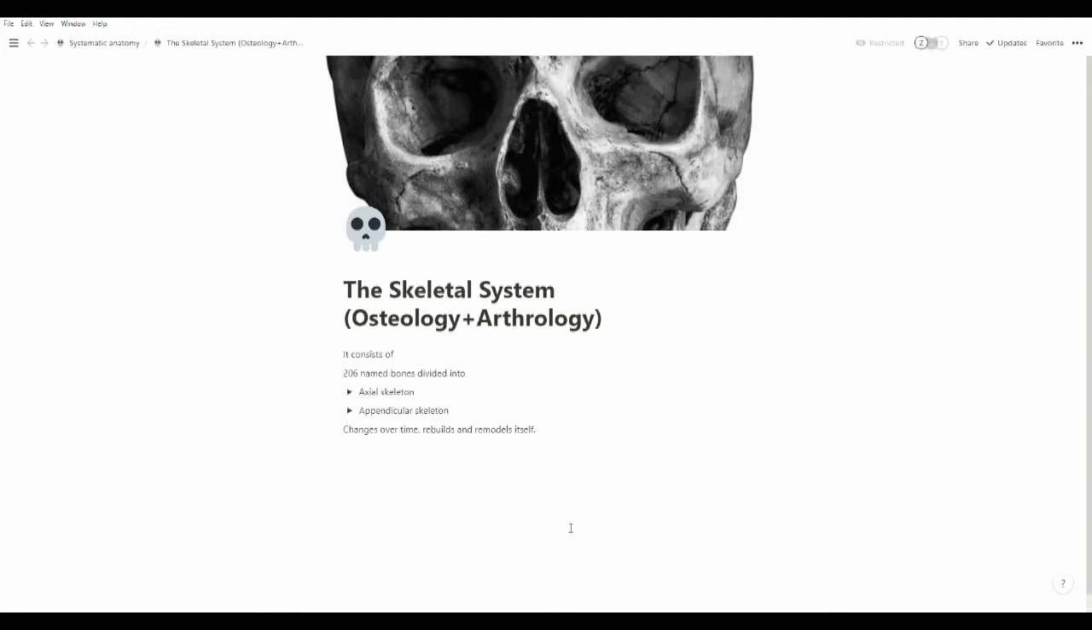Hello there. So in today's video, we'll be talking about the joints of the lower limbs. We've already covered the joints of the upper limb, the bones of the upper and lower limbs. We've also covered the axial skeleton, the trunk and the skull.